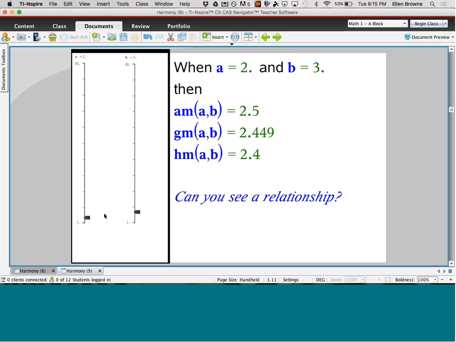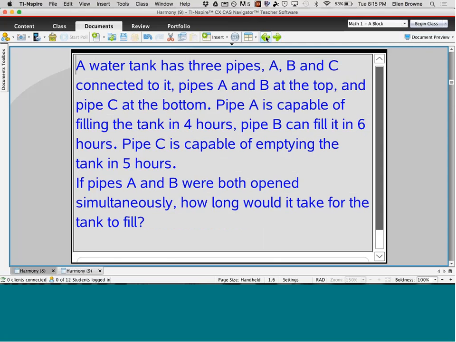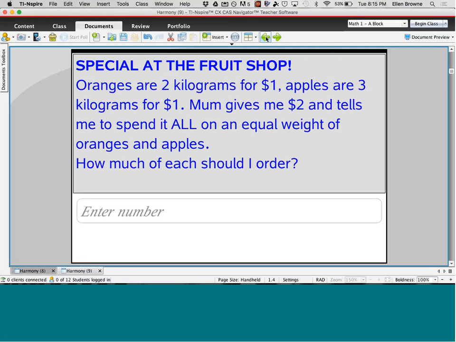Okay. Now, if we think back to our first problem, and Ellen, if you can quickly duck back to our first problem. There we go, that one. 2.4, if I order 2.4 kilos of each, then it turns out that'll cost me $2. That's the solution to our problem, and it's the harmonic mean of 2 and 3, because we're working with reciprocals. If I add a half plus a third, then I get 5/6. A half of 5/6 is 5/12. And if I turn that upside down, then I get 12 over 5, or 2.4. And that will give me my correct answer.